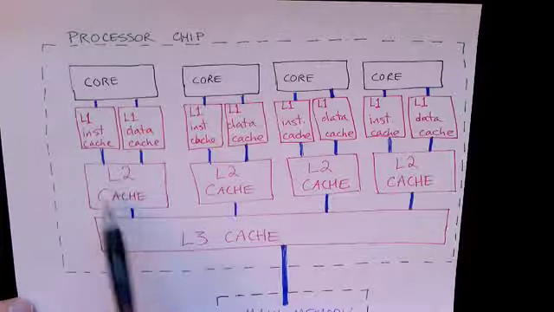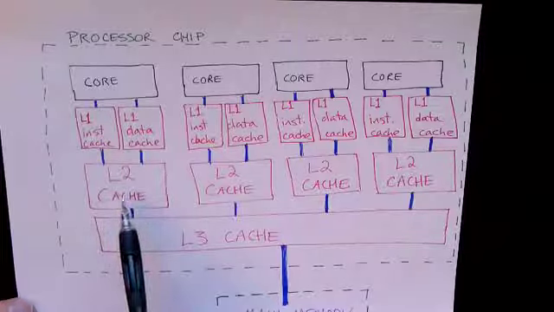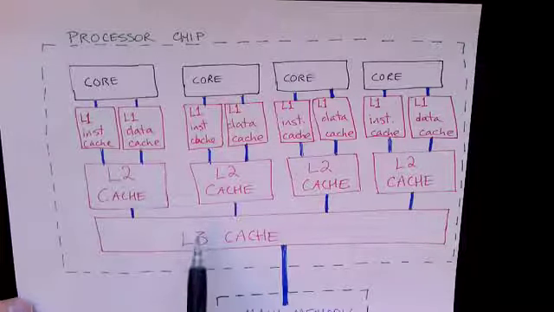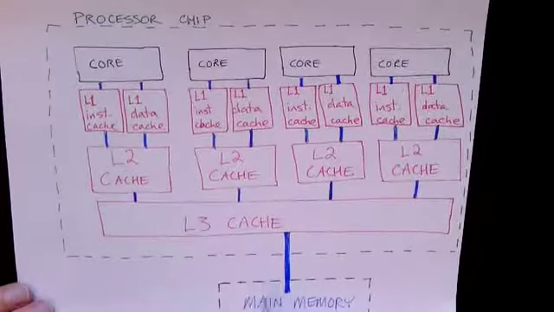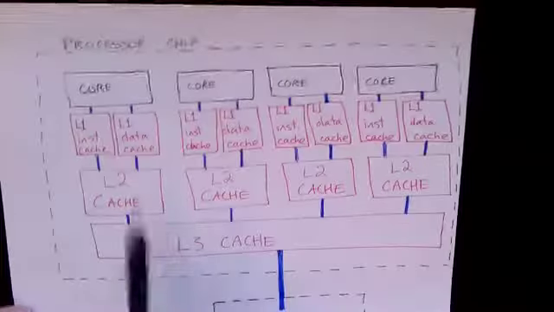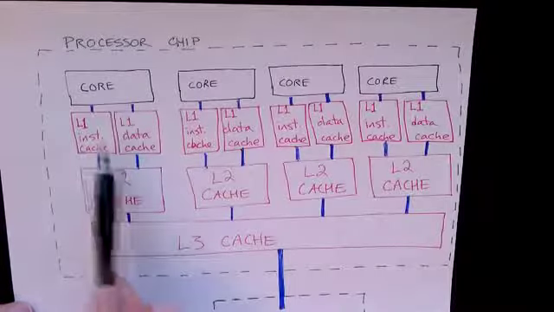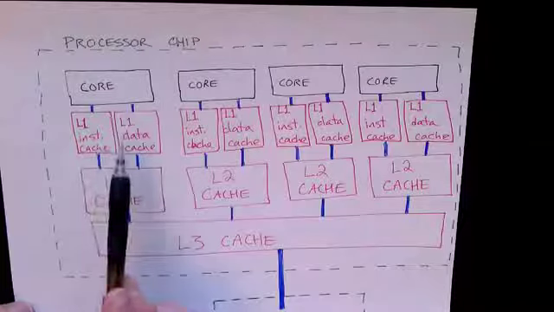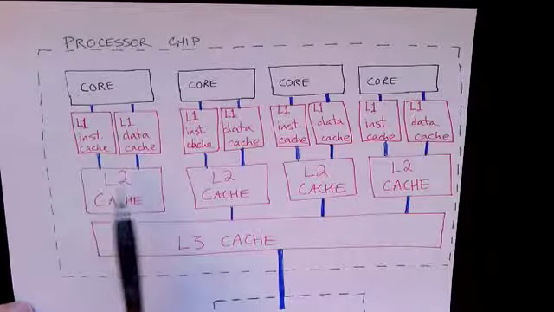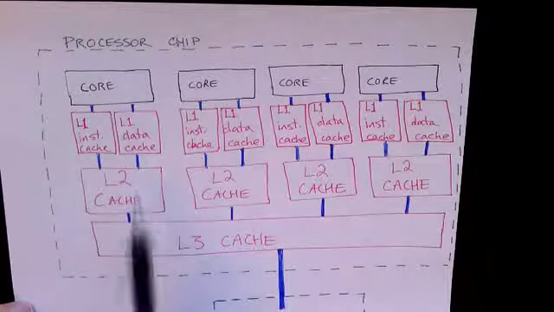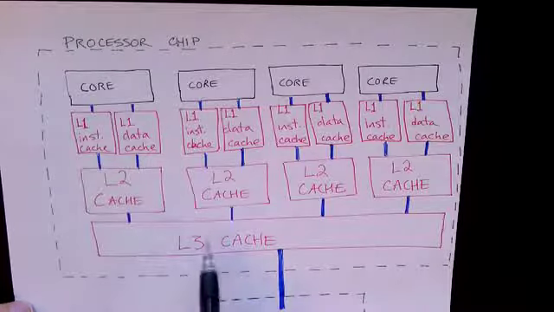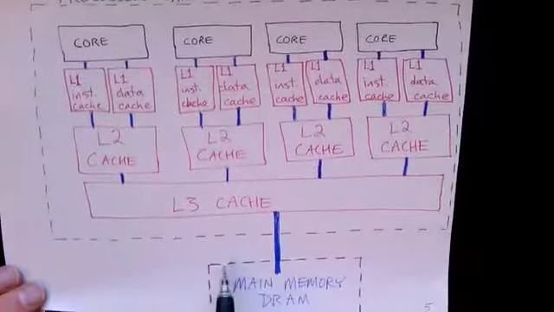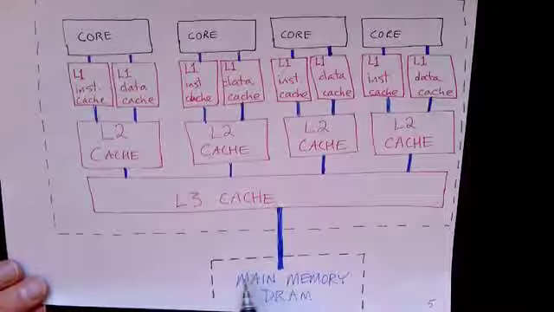get their data from the L2 cache, and that in turn gets its data from the L3 cache, and that from the main memory. So the L1 caches are small but super fast. The L2 caches are larger but not quite as fast. The L3 cache is much larger yet and slower still. And then finally the main memory is even bigger and slower.